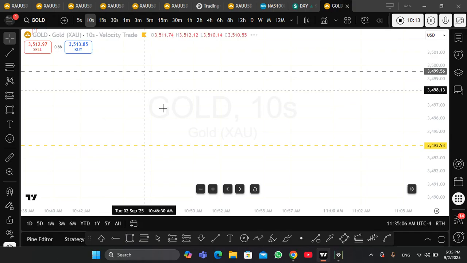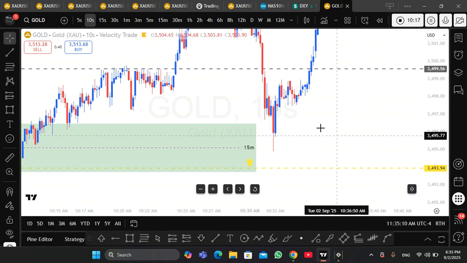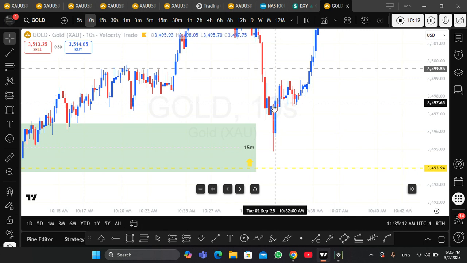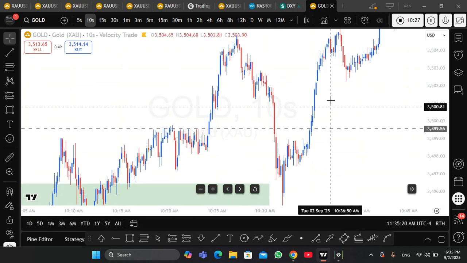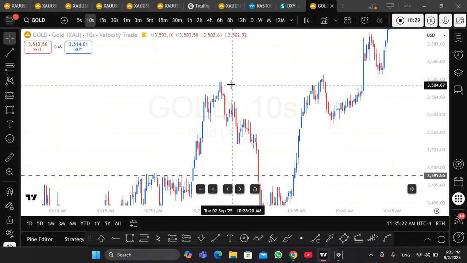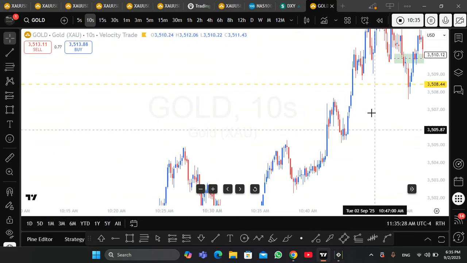On 10 seconds, you can see how the market moves. This is the market structural shift, market structural shift, and this is a market structural shift. It goes with the buys, and the market rapidly moves upward toward this first target, and then returns again, visits this area and moves upward.